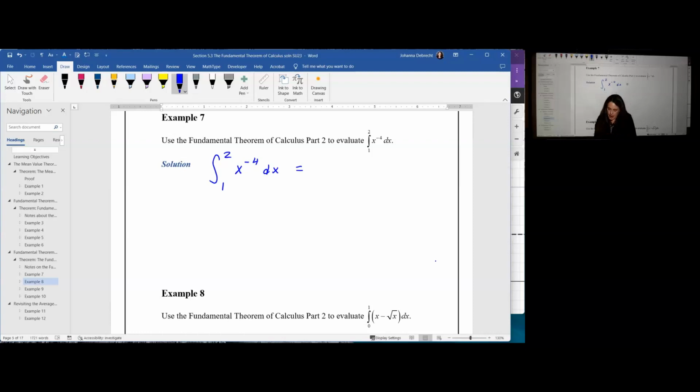We can apply the power rule for integrals. Remember that this means we add 1 to the power and we divide by the new power. We want to evaluate this between the limits of integration 1 to 2. This means that we're evaluating x to the negative 3 divided by negative 3 between 1 and 2. You can, if you want, factor out the negative 1/3, or you can leave it there. You could also rewrite this as 1 over negative 3 x cubed, which might make it a little bit easier to substitute values.